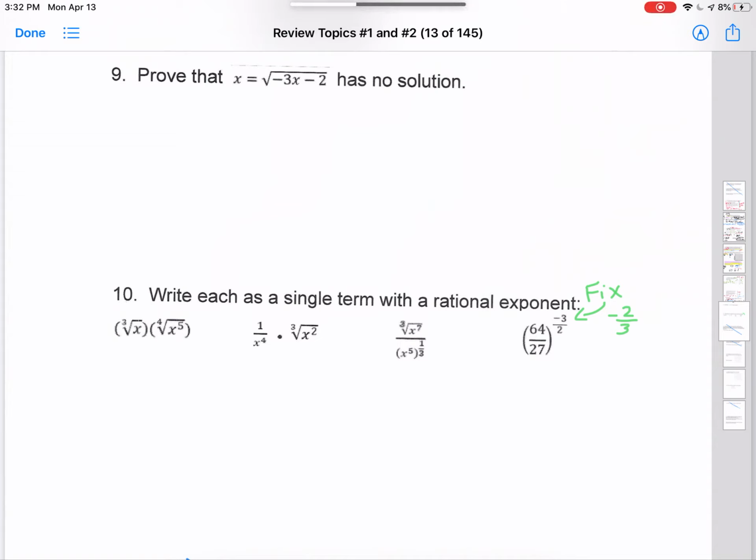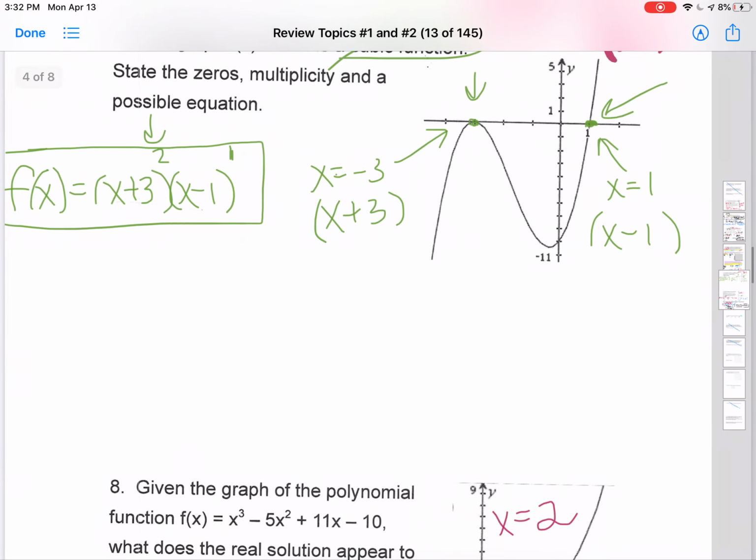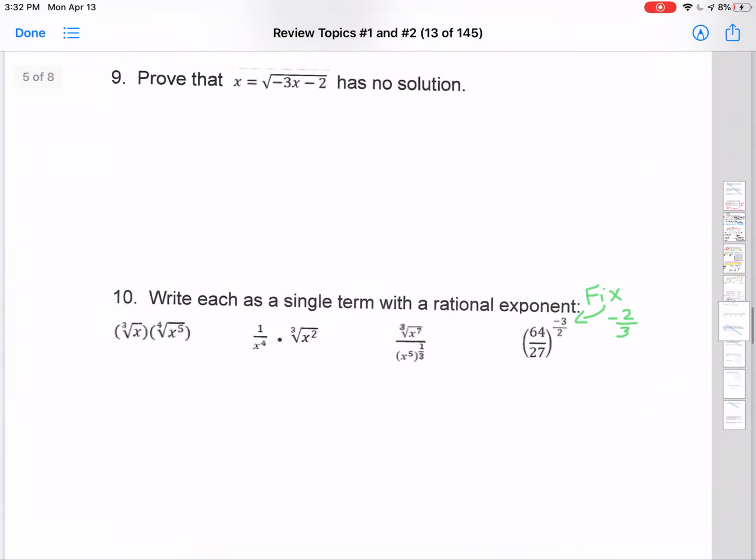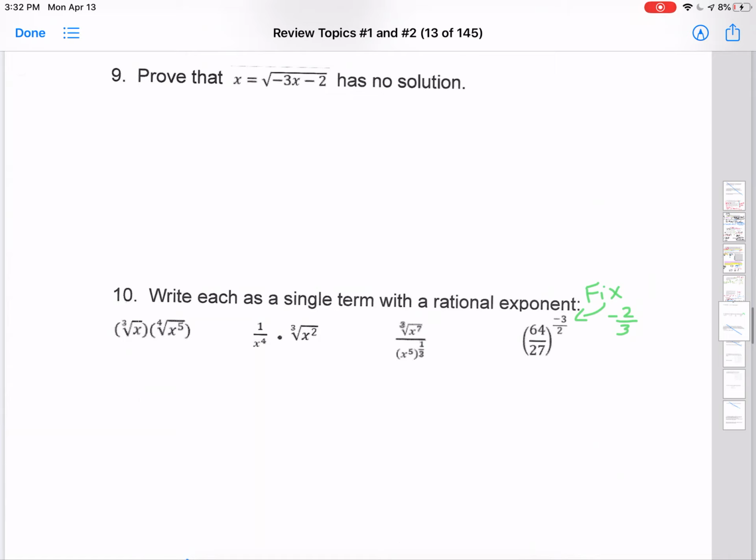Okay, guys, so here's review topics number 2. It's that same PDF. You can see this is where we finished last time, but here's number 2 now. We're just going to do a few of these. First one says prove that the square root of x equals negative 3x minus 2 has no solution. So they're telling you it has no solution, so you need to prove that that's true.